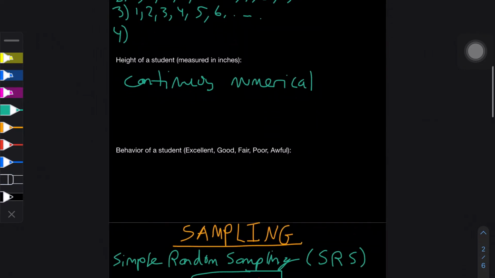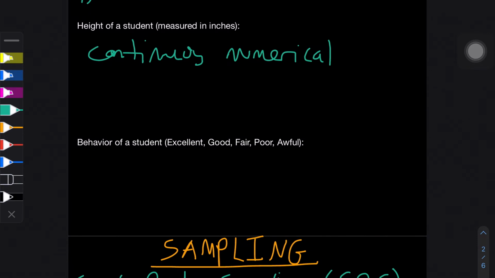Okay. And so this next one, behavior of a student. And you can have excellent, good, fair, poor, or awful, right? And so this would be categorical, right? Because we're not dealing with numbers. But now we have to figure out, is it ordinal or is it nominal? And so obviously you can see that this starts at excellent and it goes good, fair, poor, awful. And so when you're on that sliding scale, right, obviously that is an order if you can slide it up and down a scale. So this is going to be ordinal categorical. Cool.